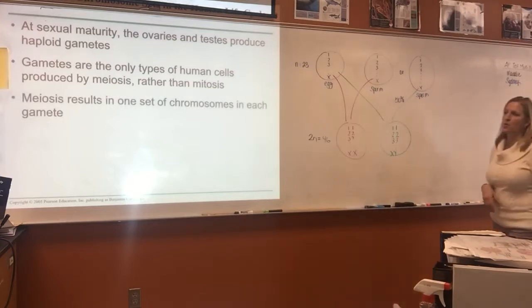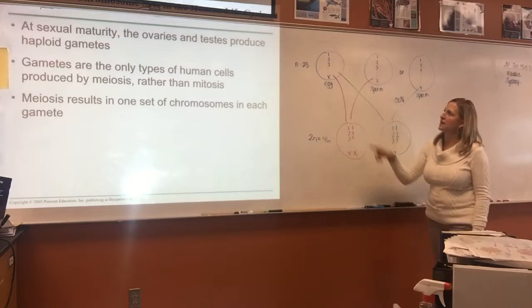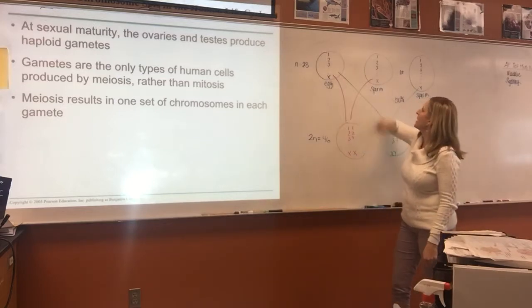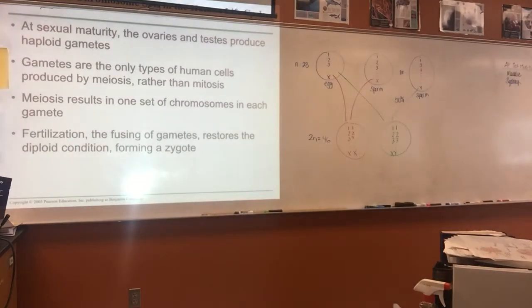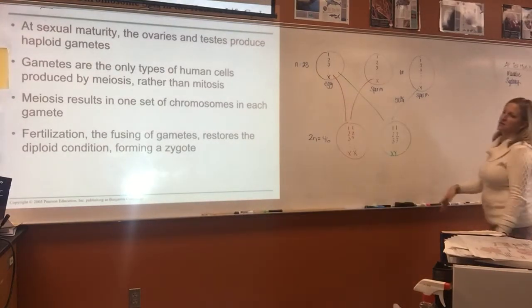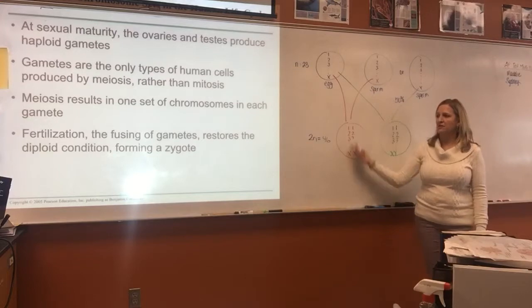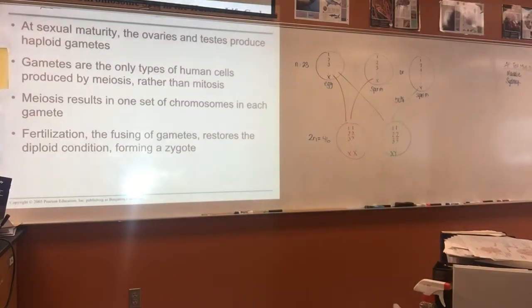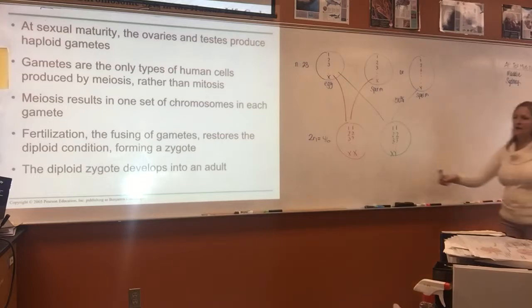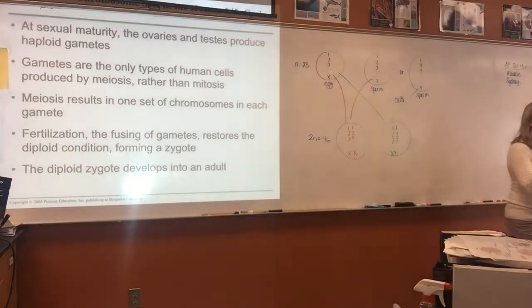Meiosis results in 1 set of chromosomes in each gamete. So here's 1 set from the egg cell, 1 set from the sperm cell. Fertilization, which is the fusing of the gametes, restores the diploid condition, forming a zygote. So you have 2N, two of every kind, so it has 2 sets. And then this diploid zygote develops into an adult by dividing by mitosis.